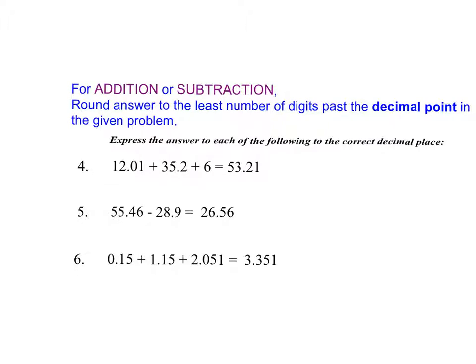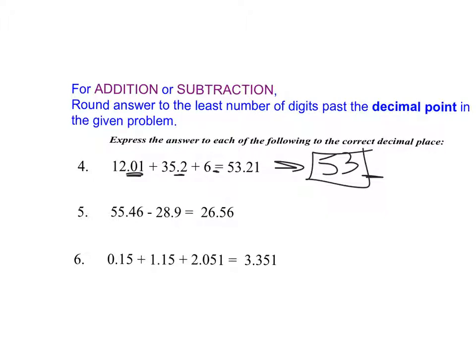So let's look at number 4, 12.01 plus 35.2 plus 6. The least number of digits past the decimal in that problem is 0, right? The 12.01 has two numbers past the decimal. 35.2 has one number past the decimal, but 6 has no numbers past a decimal. In fact, it has basically no decimal there, which means you have to round your answer to the least precise value you have, which means no numbers past the decimal. We have to round 53.21 down to 53. Notice there's no numbers past the decimal there.